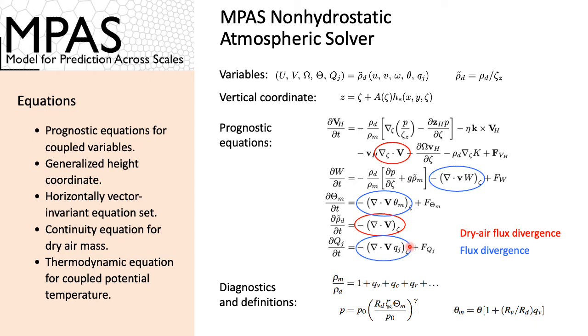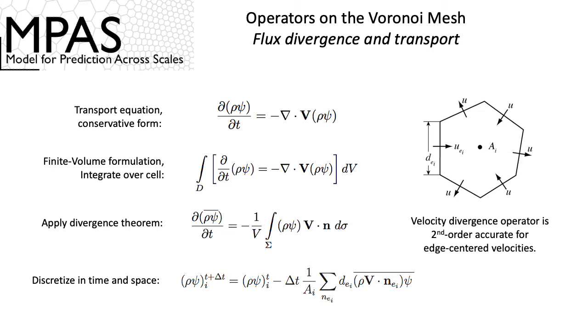But first, how do we go from essentially a time rate of change of a quantity and its flux divergence? How do we do the basic discretization? We begin with a canonical equation for some scalar C right here, and we say that the time rate of change of that scalar is equal to minus its flux divergence.